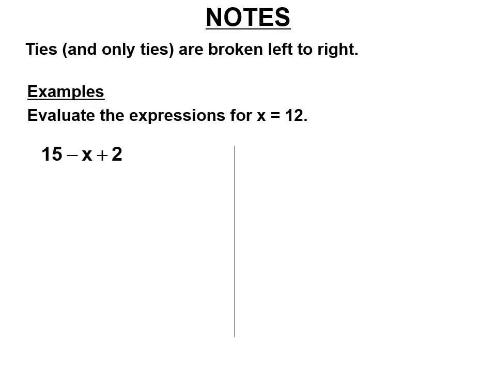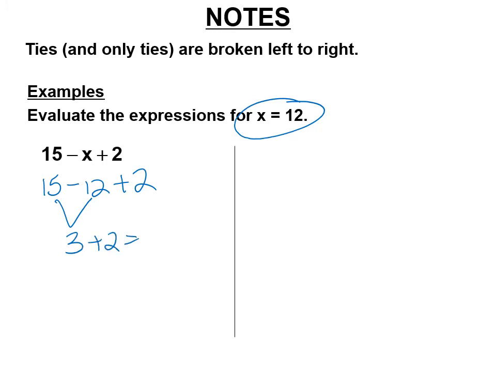Right, so the only time you're doing left to right is to break ties. No other time. So let's see that here. We're going to put 12 where x is. So we have 15 minus 12 plus 2. That's a tie between subtraction and adding. So what do you have to do? You have to do the 15 minus 12 first. 15 minus 12 is 3. 3 plus 2 is 5.